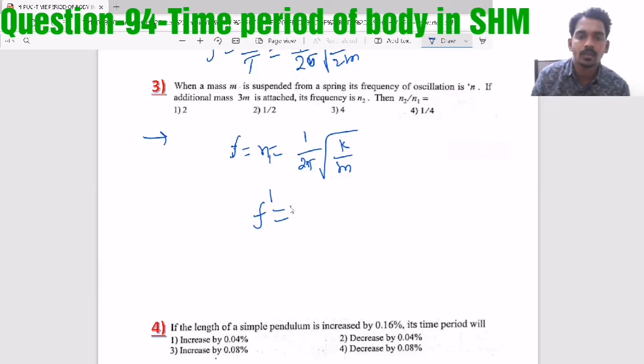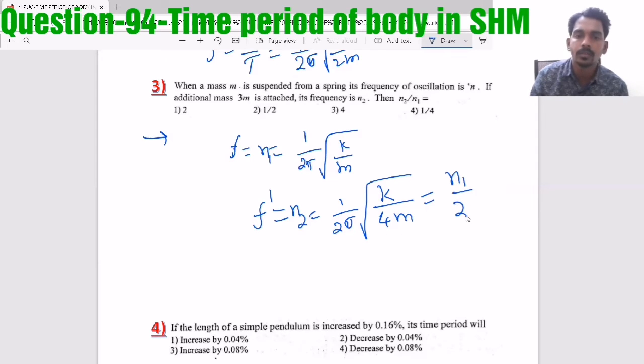now this is first one n1, now n2 equal to 1 by 2 pi root of k by, they did not change the spring, m plus 3m, 4m it will become. So it will become like n1 by 2, because root 4 means 2. So n2 by n1 will become 1 by 2.